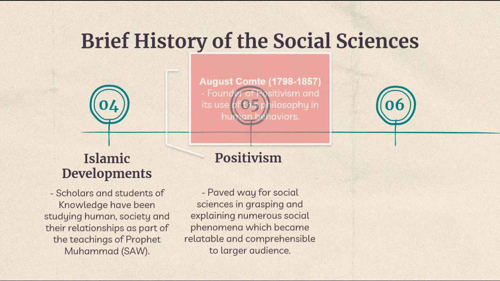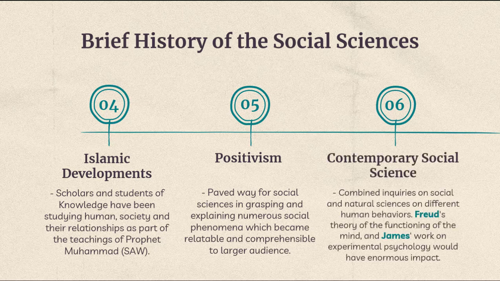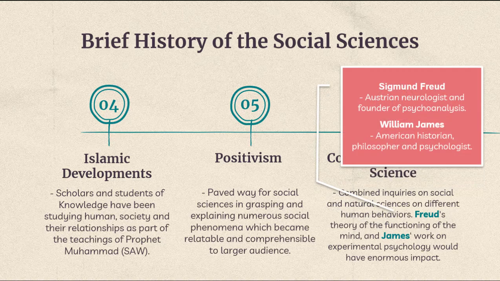behaviors. Contemporary social sciences. The social sciences have truly evolved over time, and currently, they have touched on combined inquiries along with natural sciences in studying different human behaviors. Freud's theory of the functioning of the mind, and James' work on experimental psychology would have enormous impact. Sigmund Freud is an Austrian neurologist and founder of psychoanalysis, while William James is an American historian, philosopher, and psychologist.